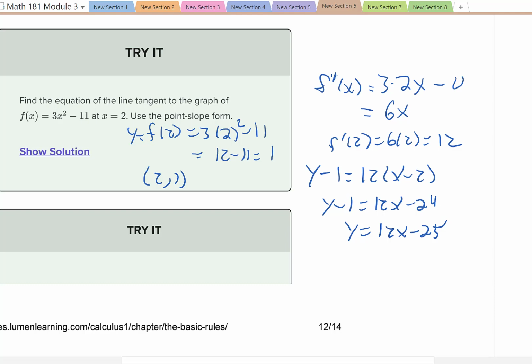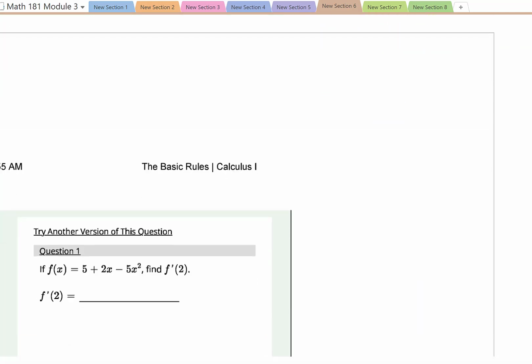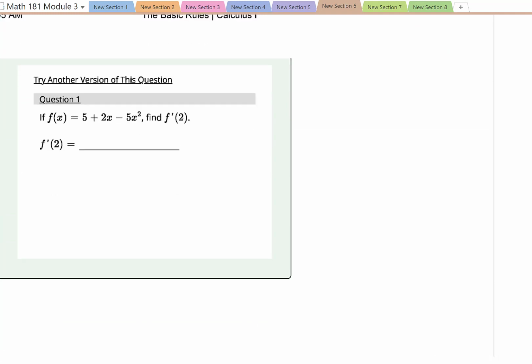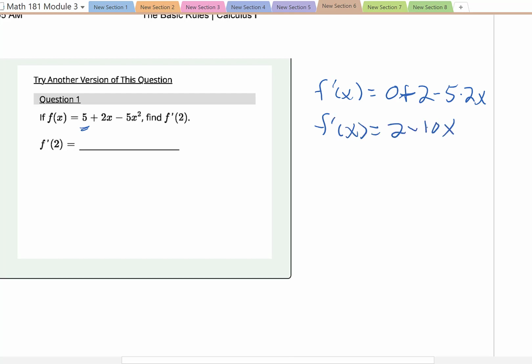Okay, now for our last problem here. It says if f of x equals 5 plus 2x minus 5x squared, what is f prime of 2? So our f prime of x is going to be 0, because the derivative of 5 is 0, plus 2, because the derivative of 2x is 2, minus 5 times 2x. So f prime of x is going to be 2 minus 10x. So f prime at 2 is going to be 2 minus 10 times 2, or 2 minus 20, or negative 18.